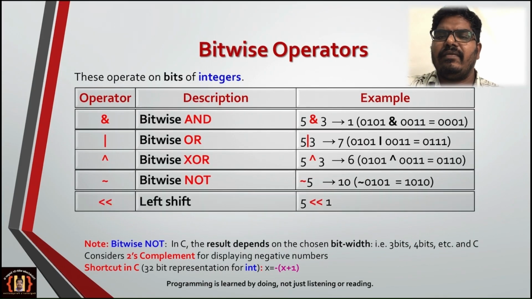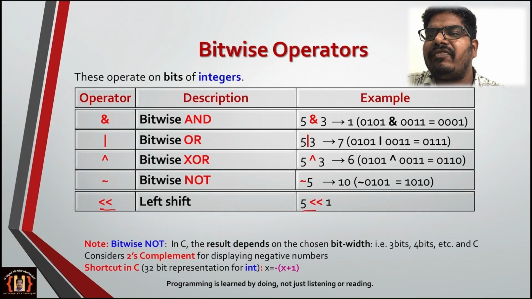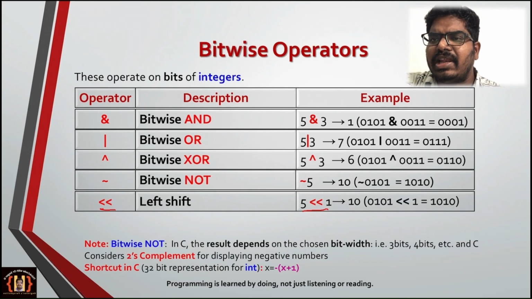Next we have left shift. The left shift operator is two less-than symbols. Let's take an example here. 5 left shift by 1 means take the binary equivalent of 5 and shift the bits by 1 position. That's the meaning of it. Let's see how this works. So let us take here 1, 0, 1, the binary equivalent.